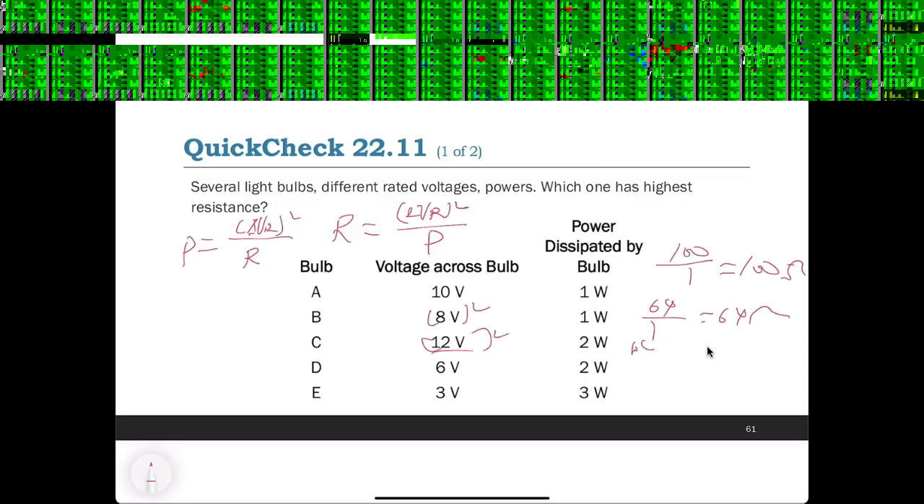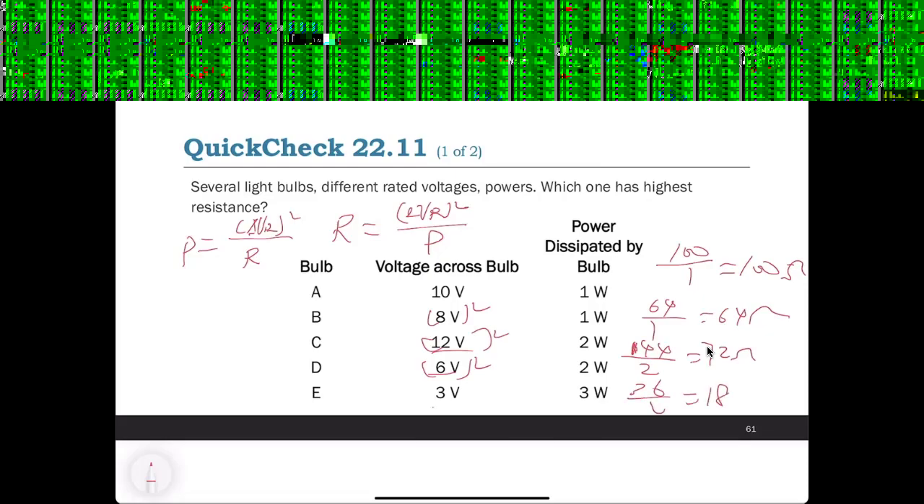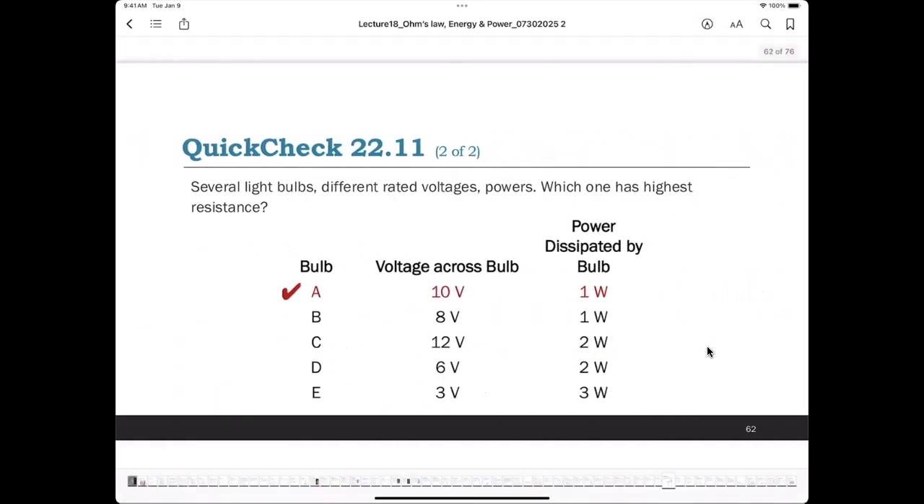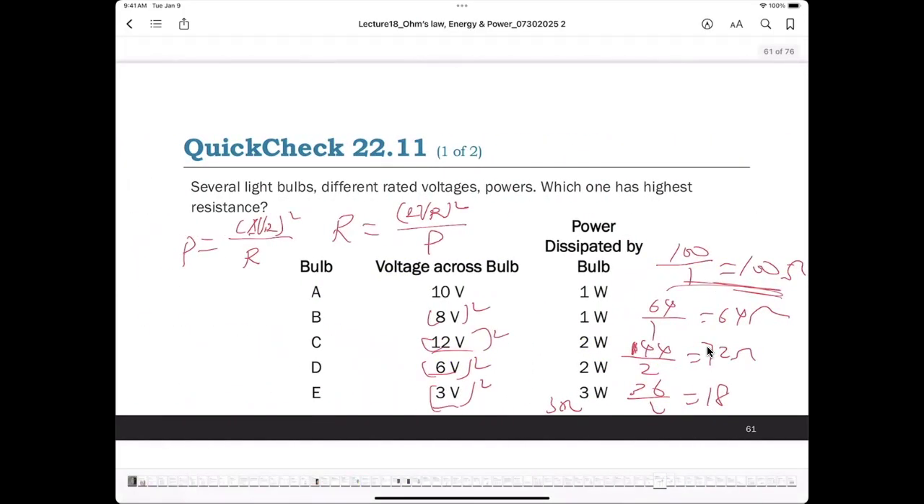Squared is 144 divided by 2, which means it is 72. And this one squared is 18, and this one squared divided by 3 is 3. So the highest should be this one, 100 ohm. So the answer should be A. Does that make sense to you? You just use this equation.